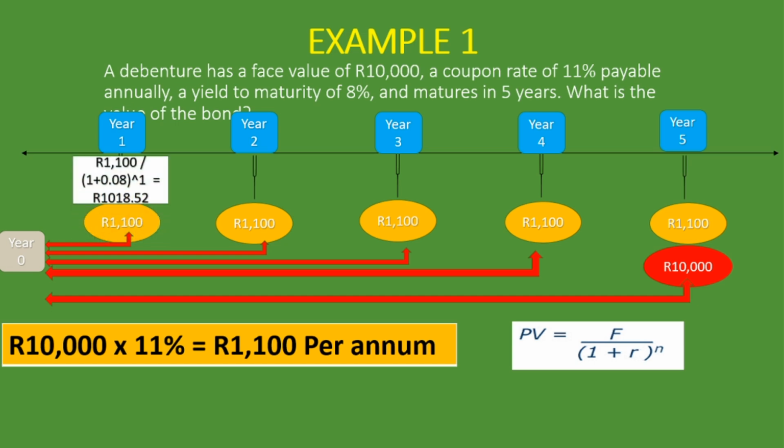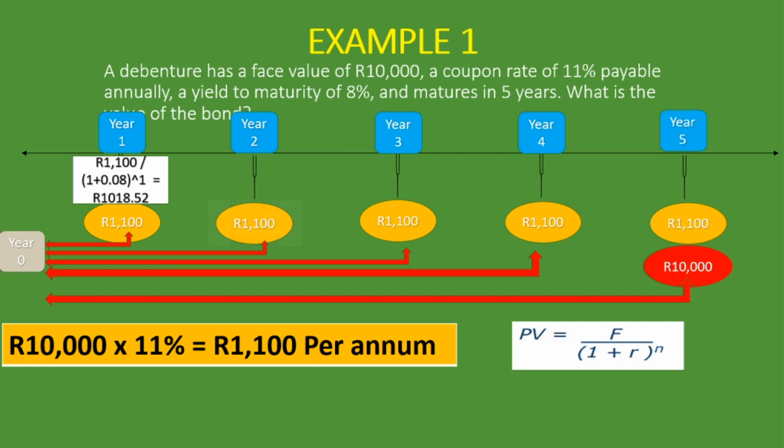So for year 1, let's plug in that formula. It's 1,100, which is the future value, divided by 1 plus the interest rate, which is the yield to maturity. That's what we use to discount the cash flows. And then you put that to the power of N, which is year 1 for this specific one, and we get an amount of 1,018 Rand 52 cents. Now that we have discounted for year 1, if you're wondering how I got 0.08, well, I just took the 8% divided by 100 to have it in decimal form. Now, let's do for year 2.